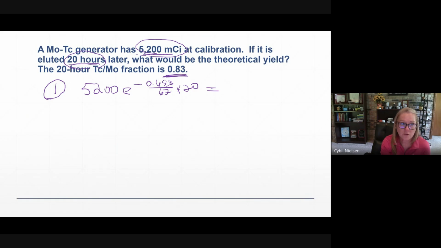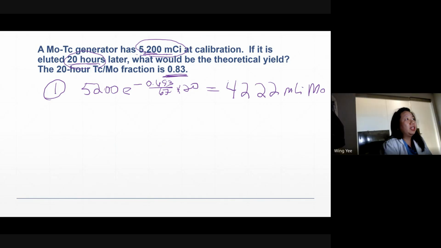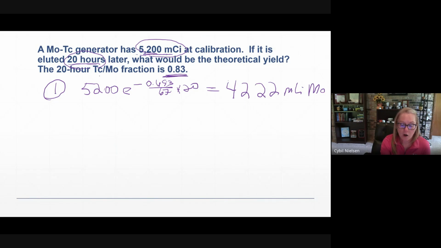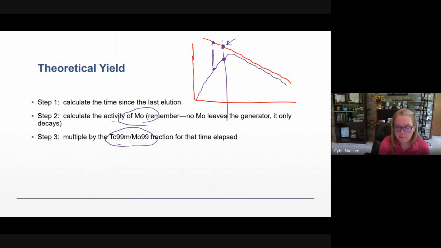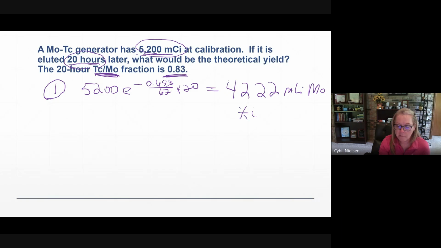All right, I'm going to give you the answer to that because I don't think you have a scientific calculator. So that comes out to 4,222 millicuries of molybdenum. So now we know how much moly we have. How do I figure out how much tech I have? So it decayed the tech by 20 hours. We're not going to decay the tech. Our ratio, which means what we've figured out, is we've figured out this number, okay? That's 4,222. And I know the ratio here is 0.83. So that means all I have to do is take that number and multiply it by 0.83.